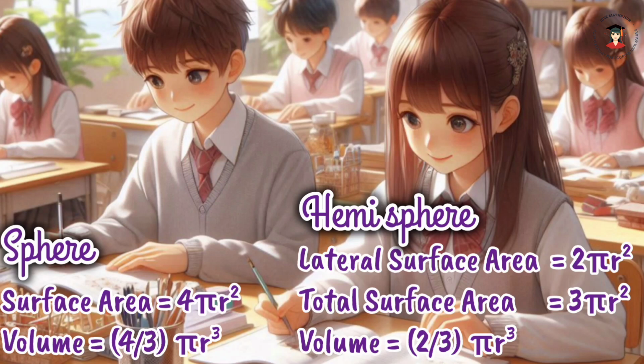Sphere: surface area is 4 pi r square. Volume is 4 by 3 pi r cube. Hemisphere: lateral surface area is 2 pi r square. Total surface area is 3 pi r square. Volume is 2 by 3 pi r cube.